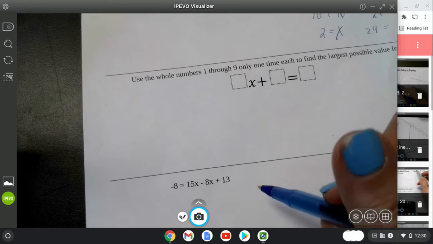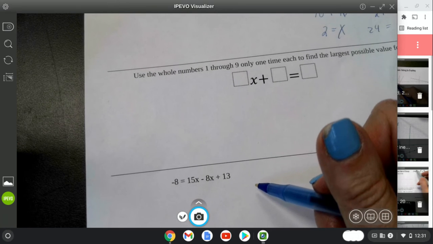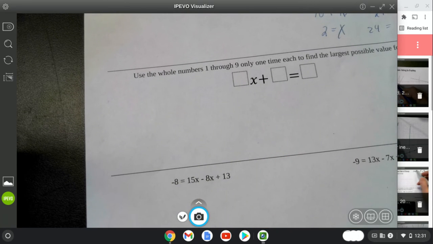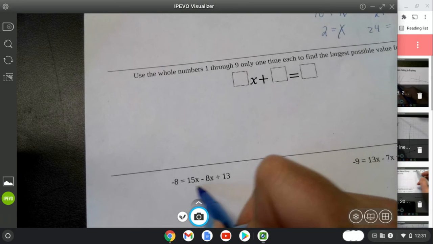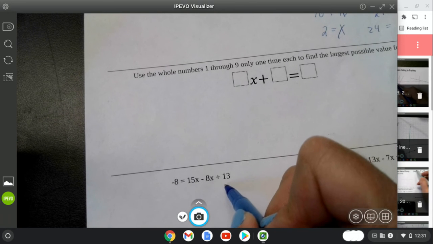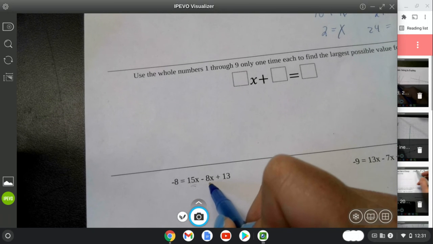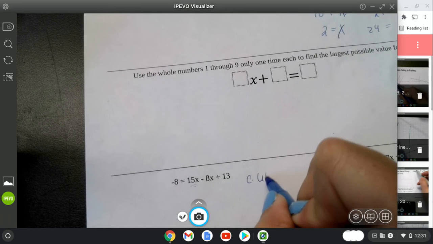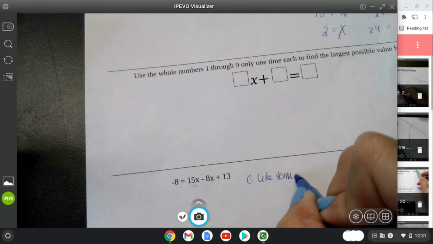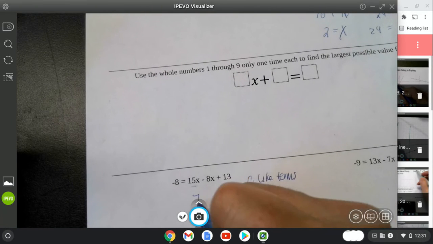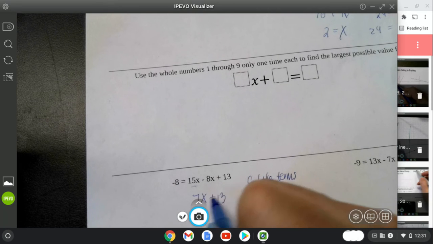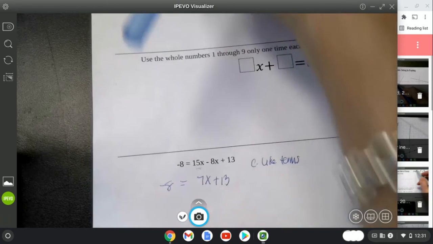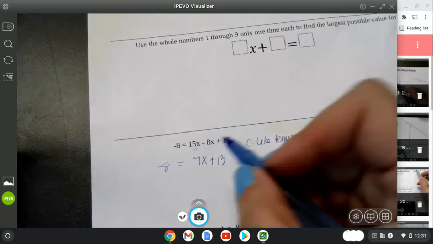Sometimes we have problems where we have to combine like terms first. So I'm looking at this problem, and I'm wanting to solve for x, but I notice on the same side of the equal sign, I have a 15x minus 8x. So I want to combine like terms first. So 15 minus 8 is 7, so I'm going to have 7x plus 13 equals negative 8. And now I can go ahead and solve as normal.